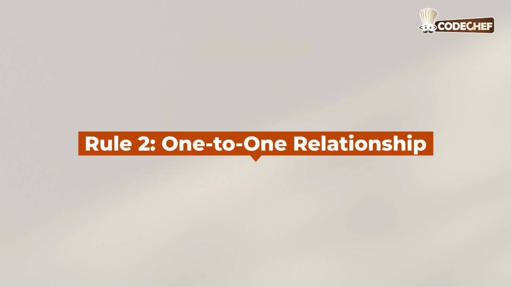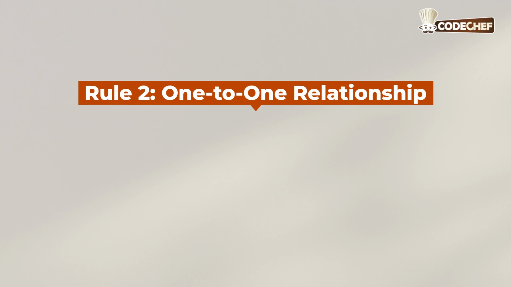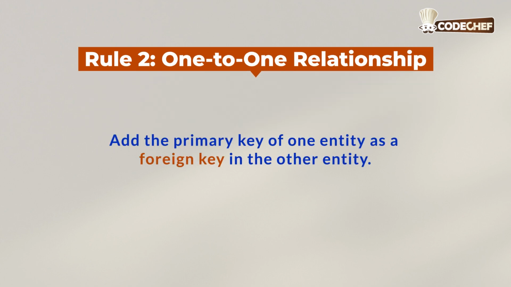Rule 2. One-to-one relationship. Add the primary key of one entity as a foreign key in the other entity. If you are not well versed with the concept of different kinds of keys, please go to the playlist and check my previous videos in which I have explained different kinds of keys in database management.